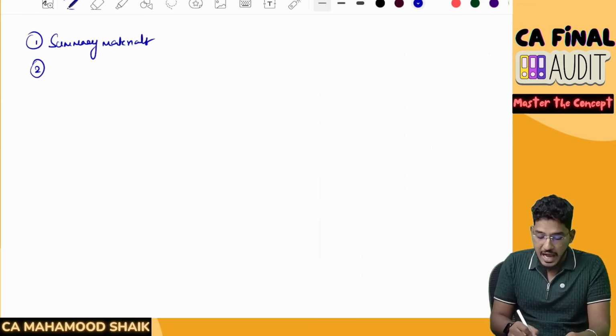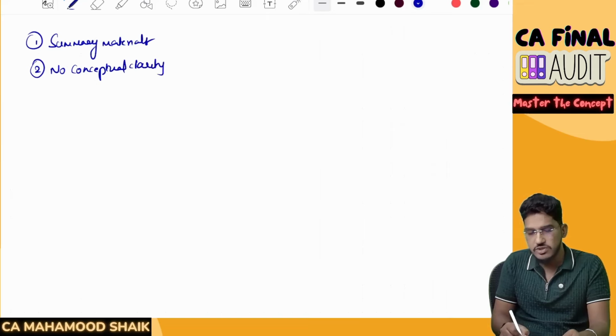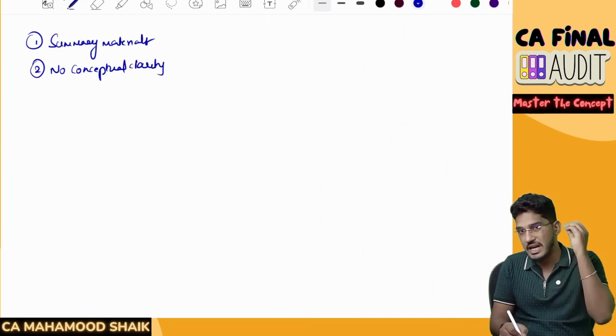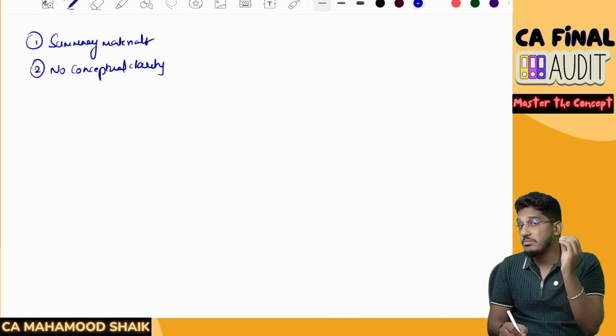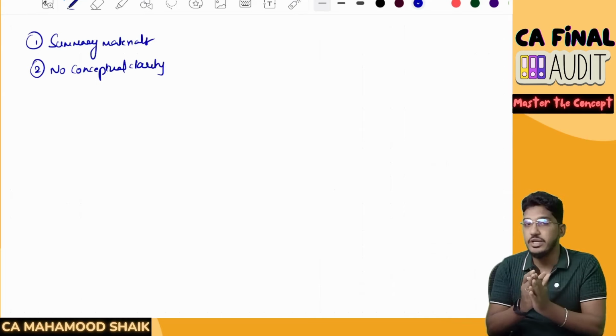Number 2, having no conceptual clarity. See, it is very unfortunate. Even today, I am seeing students at the CA final level who are still reading the chapters without understanding the logic. Without understanding the concept, the students are mugging up the content. It's very unfortunate to say it.